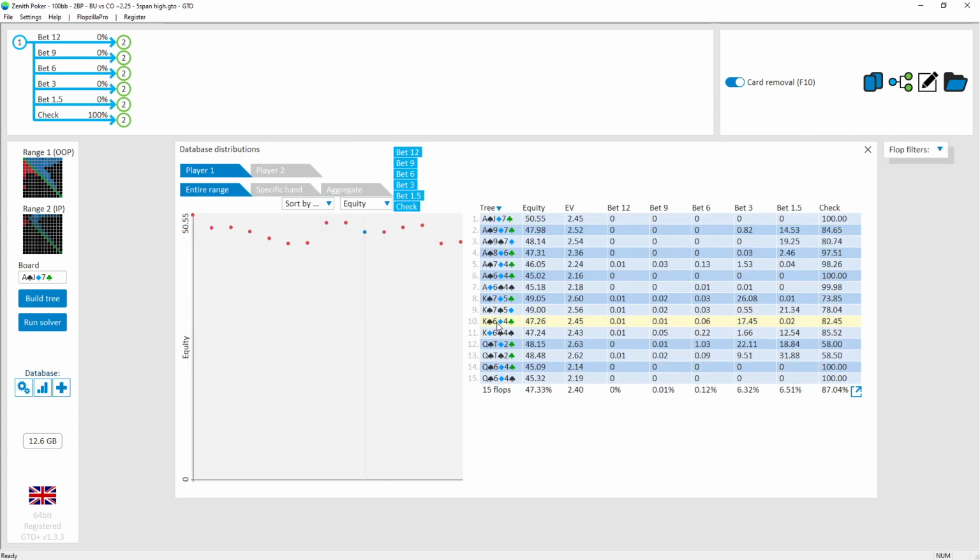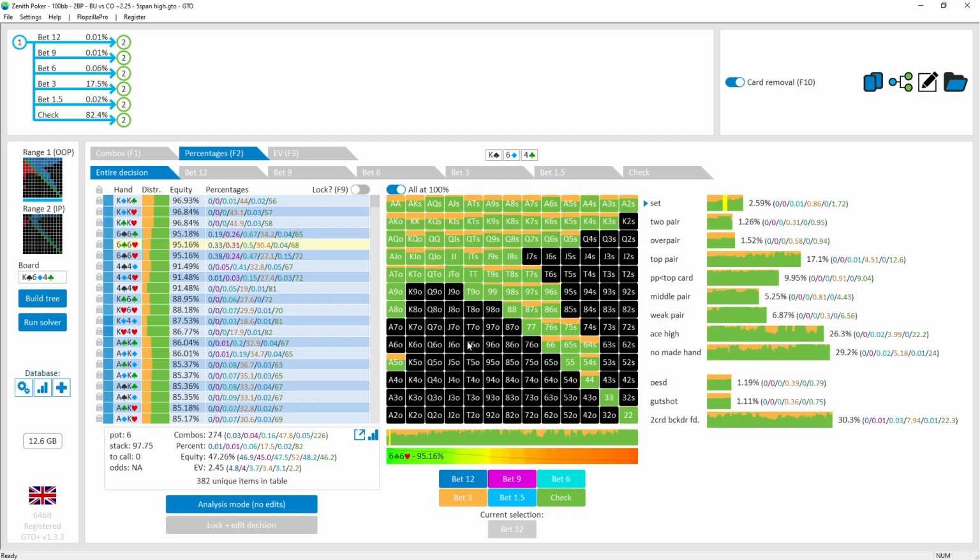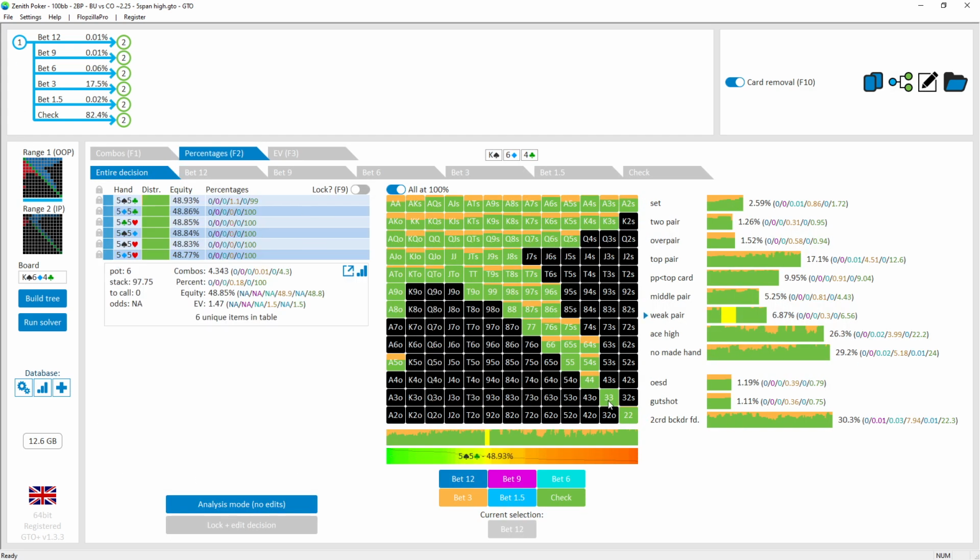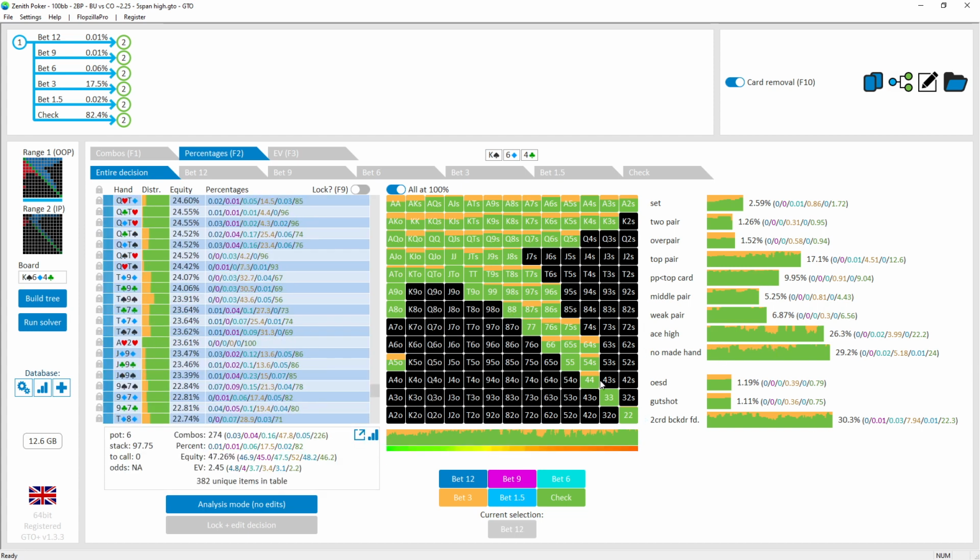Looking at some other boards, this king 6-4. On the king 6-4, between the 4 and the 6, the 2, the 3, the 5, the 7, and the 8 can complete some kind of straight.